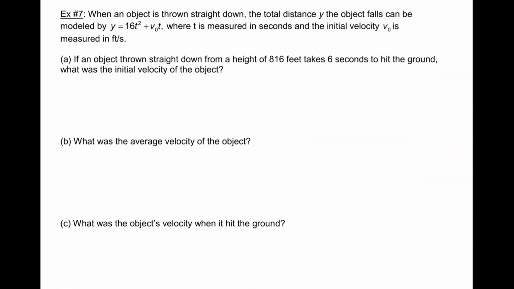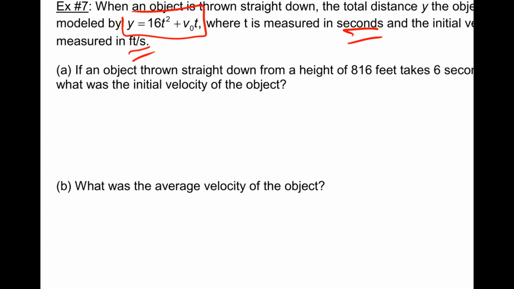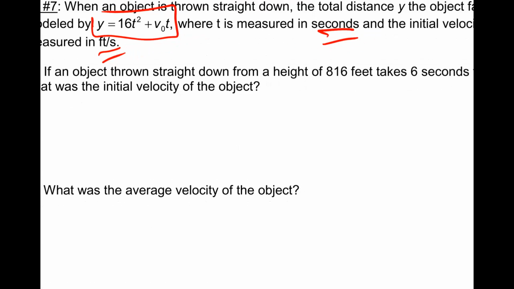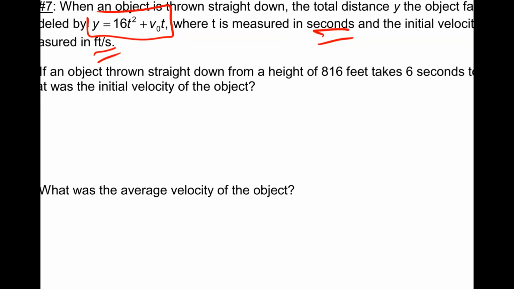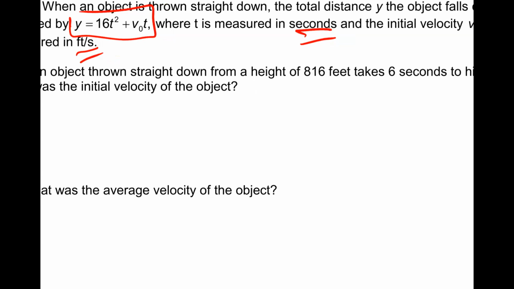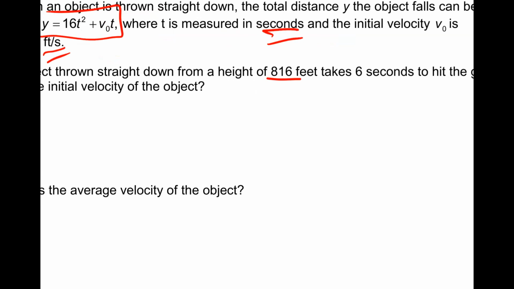All right, section 7. When an object's thrown straight down, the total distance y falls can be modeled by this equation. T is in seconds, the initial velocity is in feet per second. If an object thrown straight down from a height of 816 feet takes 6 seconds to hit the ground, what was the initial velocity? Okay, so we're just solving for it. Let's plug in everything that we know already. Y is the total distance the object falls. It takes 6 seconds to hit the ground, starts at 816 feet.